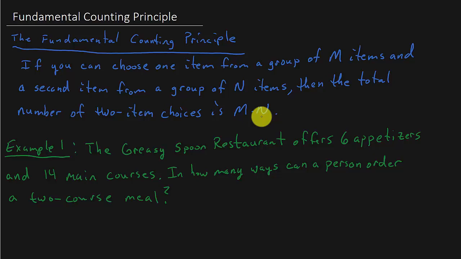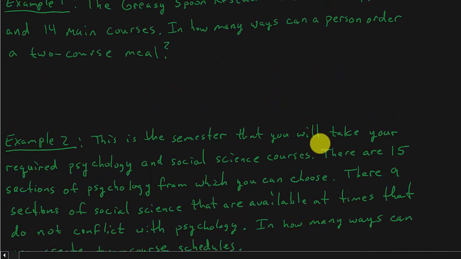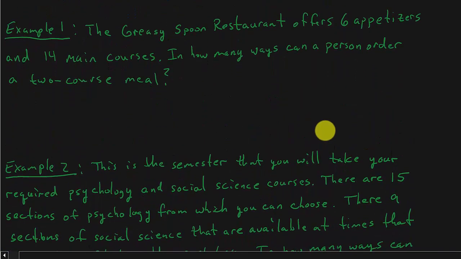It might be kind of hard to see that, but let's look at an example, and I think it'll clear it up. Example 1: The Greasy Spoon restaurant offers 6 appetizers and 14 main courses. In how many ways can a person order a 2-course meal? So we want a 2-course meal, and we've got a choice of 6 appetizers and 14 main courses.